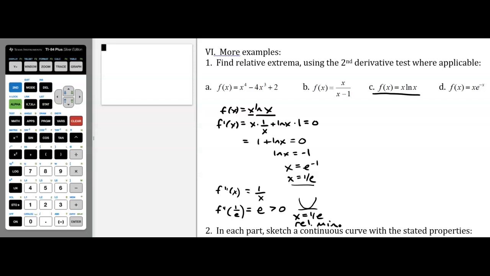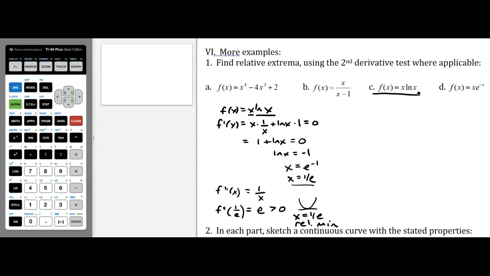And if you were asked in WebAssign to figure out what the y-coordinate was to that, we know that we can always get a y-coordinate for any x-coordinate by just substituting it back into the original function. So you would end up with 1 over e times the natural log of 1 over e. Okay, so that's example C.